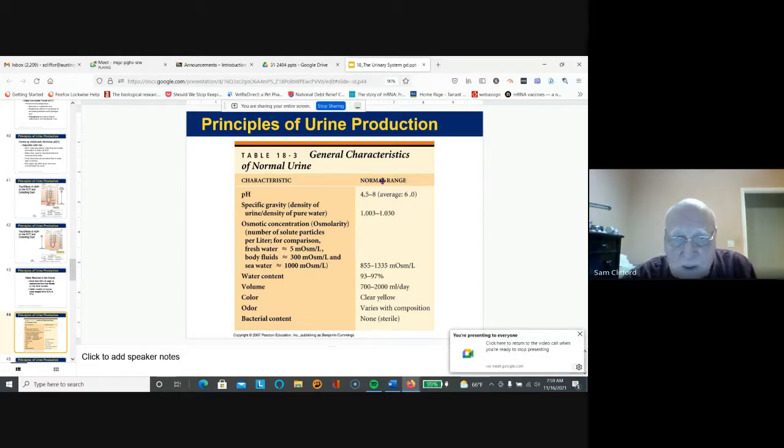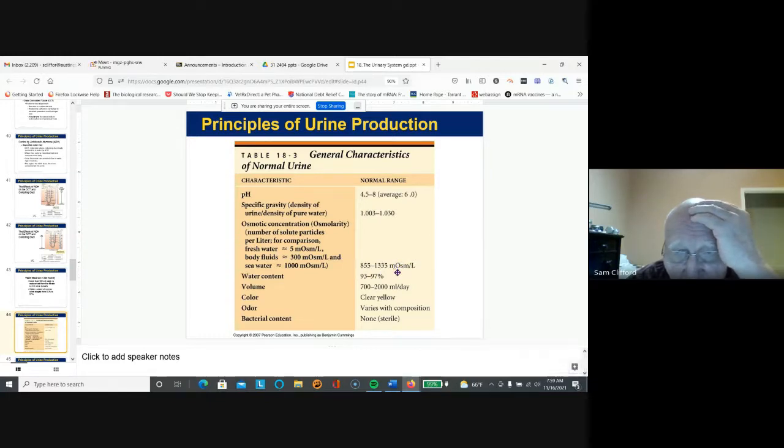So what's in urine? The pH is in this range. It has a certain density, specific gravity. The osmotic concentration is between 855 to 1335 milliosmoles. We said it's 93 to 97% water, 700 to 2,000 milliliters per day, clear yellow, odor varies, and it's sterile.